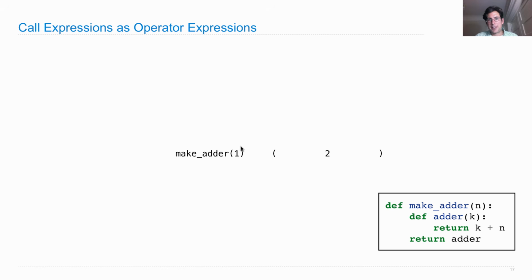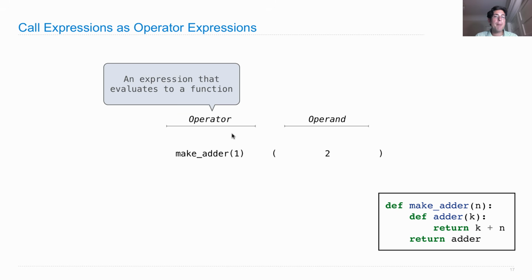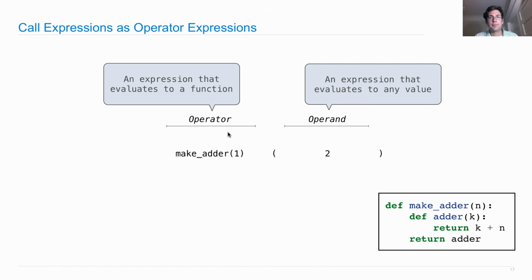What happens if I type something like makeAdder(1)(2)? Well, what you're looking at now is a call expression with an operator that's also a call expression, and an operand, which is just a numeral. So an operator is any expression that evaluates to a function, which is exactly what we get back from makeAdder. And an operand is an expression that can evaluate to anything.